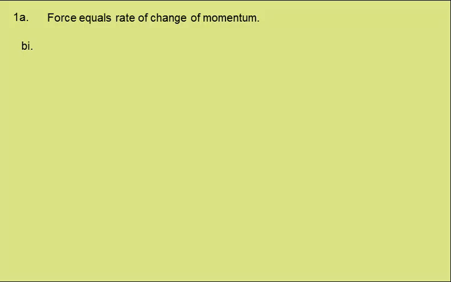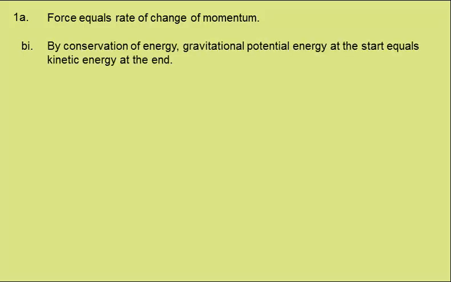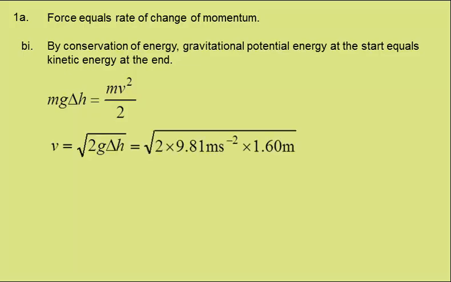Well, by the conservation of energy, the gravitational potential energy at the start will equal the kinetic energy at the end. So mg delta h, the potential energy at the start, is mv squared over 2, the kinetic energy at the end. Rearranging for the speed, putting in the values given in the question, gives 5.60 meters per second as shown.